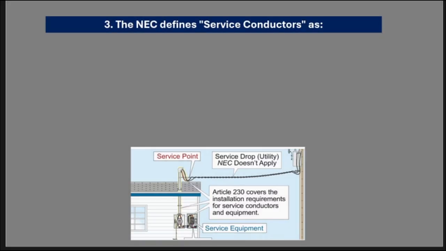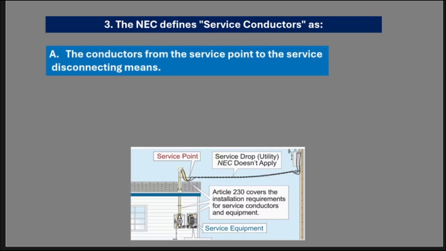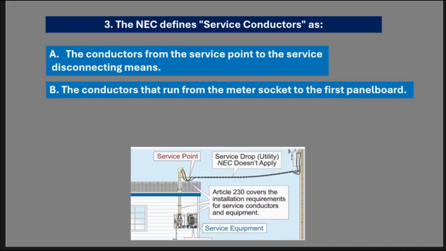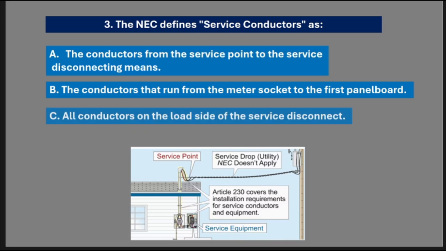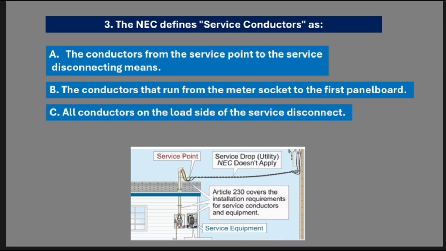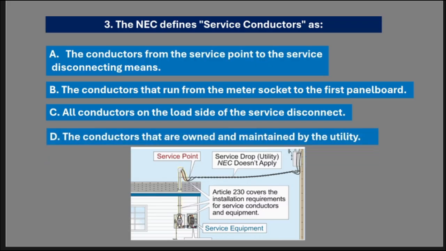Number 3. The National Electrical Code defines service conductor as A. The conductor from the service point to the service disconnecting means. B. The conductors that run from the meter socket to the first panelboard. C. All conductors on the load side of the service disconnect. D. The conductors that are owned and maintained by the utility.